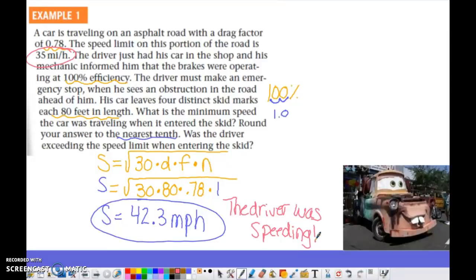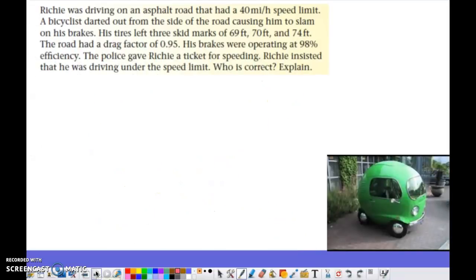All right, let's do one more and then, or actually, you know what? Now would probably be a good time. Why don't you pause the video and go ahead and give the next one a try. And then when you think you have it done, turn the video back on and see if you got the correct answer.